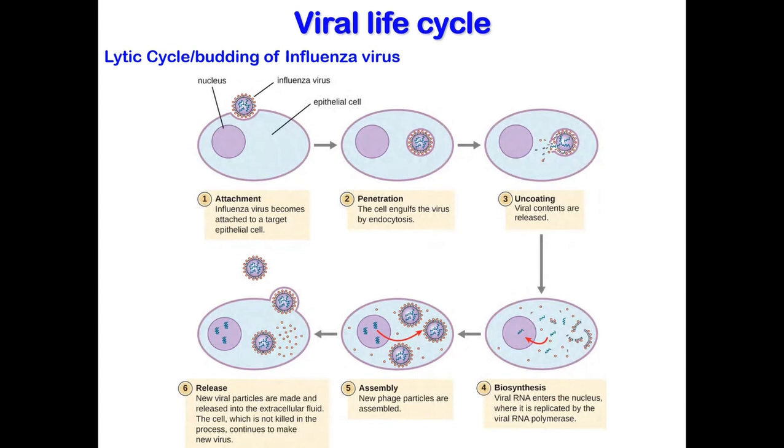The cell, which is not killed in the process, then continues to make new virus. Just a note about this diagram, so on step 5, phage should read viral. So it should be the new viral particles are assembled on the diagram.